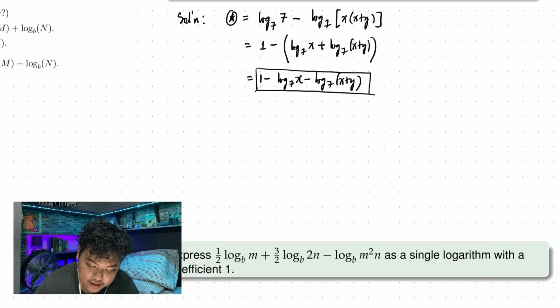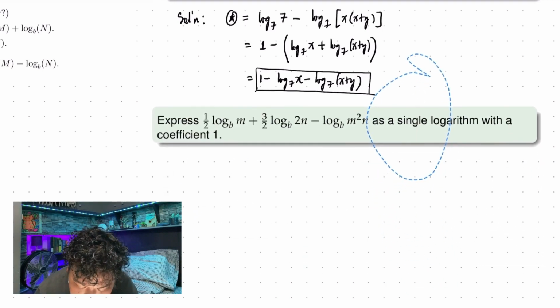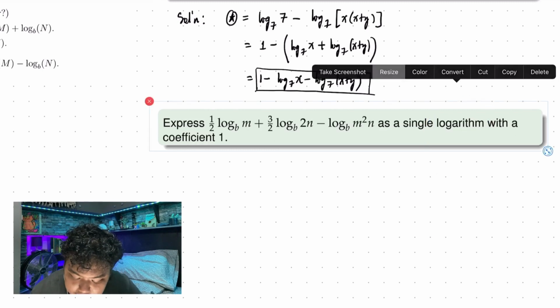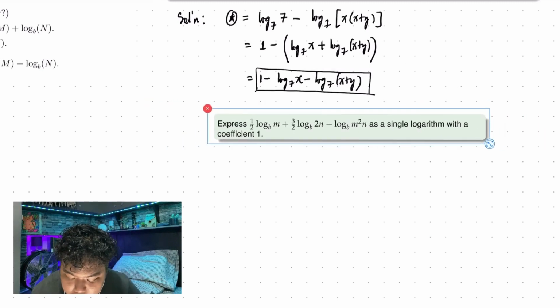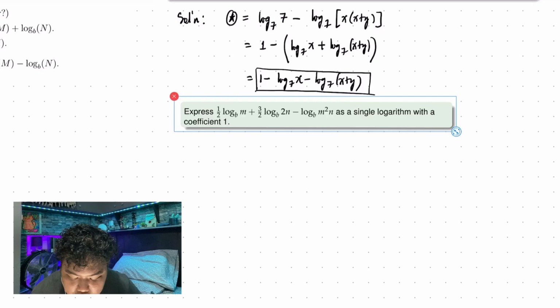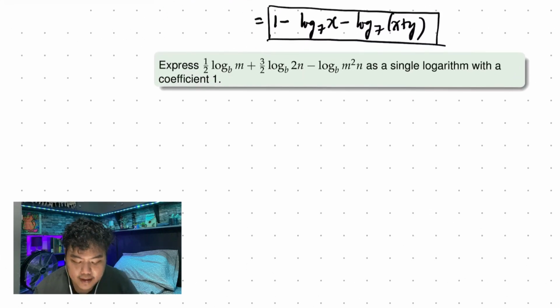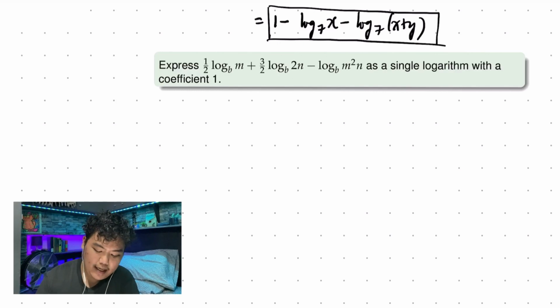Punta tayo doon sa next example. Usog ko lang ulit ha, because I need space. Panaliitan natin, masyadong malaki na consume niya na espasyo ko. Nako-claustrophobia ako. Okay, so express this one naman as a logarithm with a coefficient 1.